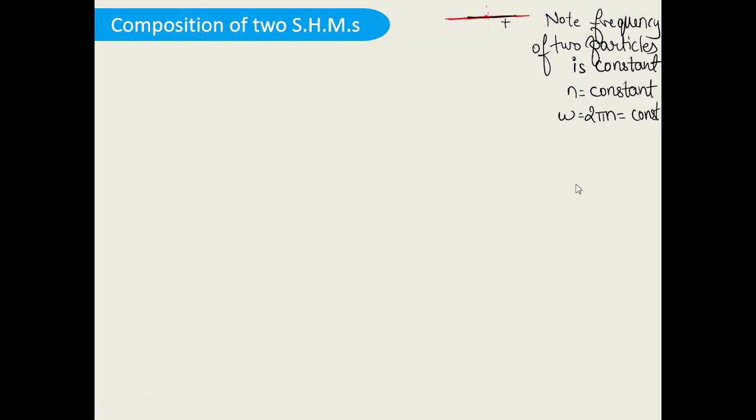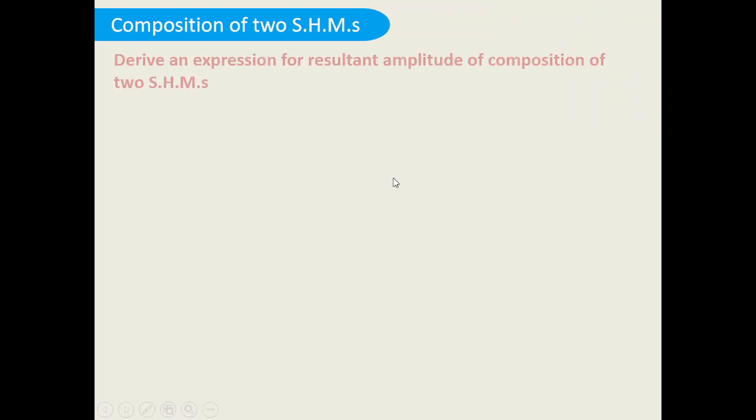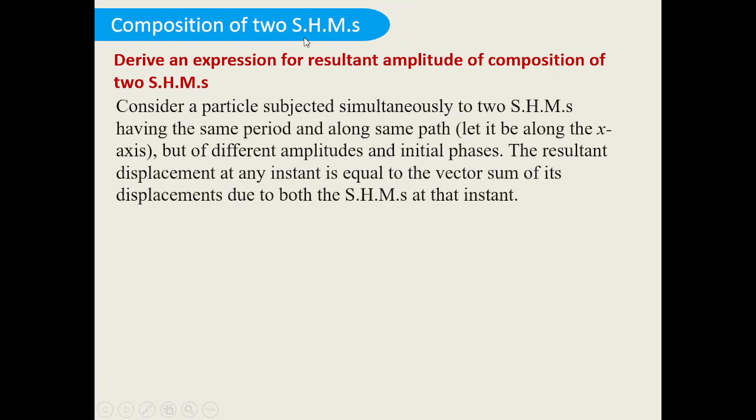So what is the combination of two SHMs? The question will ask for an expression for the resultant amplitude, and also the resultant phase, of the composition of two SHMs. We will have different special cases for the resultant amplitude as well. So what is the composition of two SHMs?